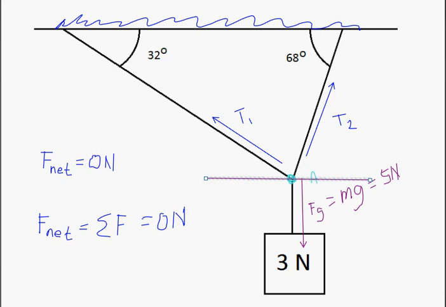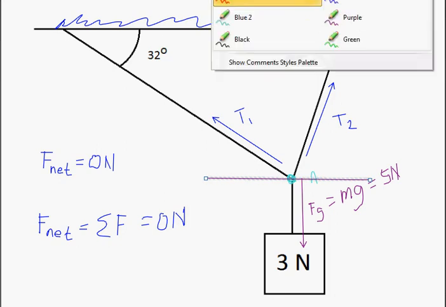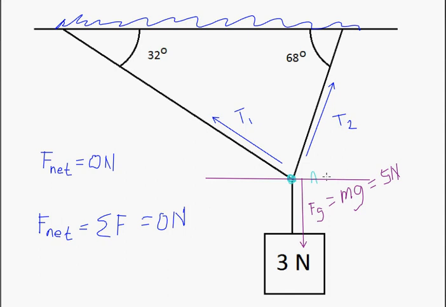And I am going to start doing my angles. Let's use red. So let's look at this angle right here. Well, if you notice, guys, the ceiling and my x-axis are parallel. These are opposite interior angles. So this theta right here is in fact 68 degrees. So let's call that theta 2.